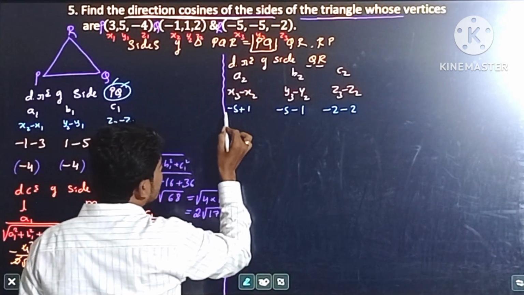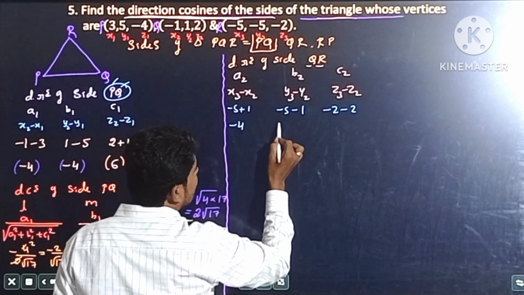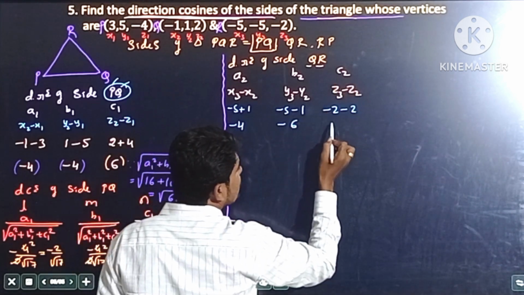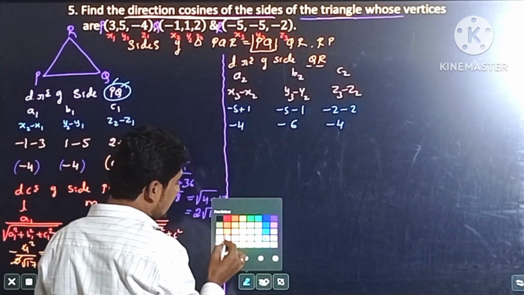Hence A2 equals minus 5 plus 1, which is minus 4. And minus 5 minus 1 is minus 6. And C2 is minus 2 minus 2, which is minus 4. So for the direction cosines, we need what?